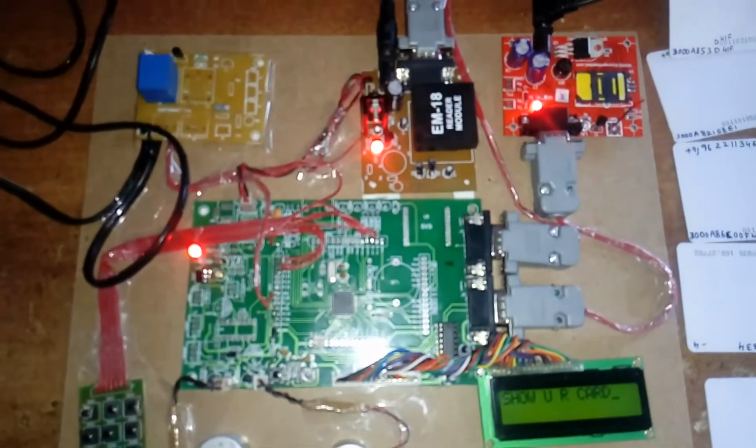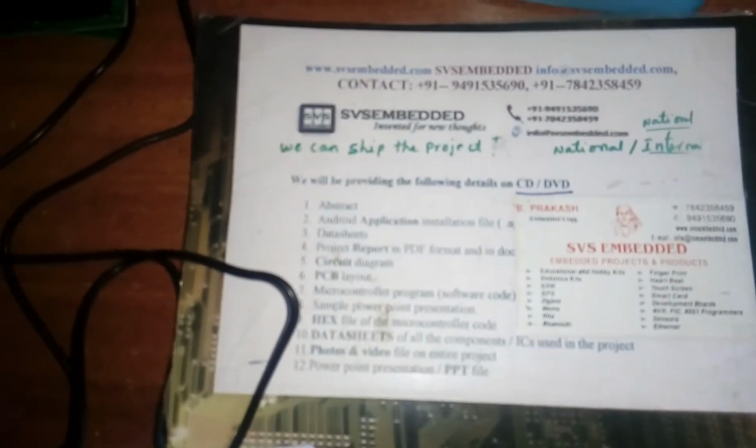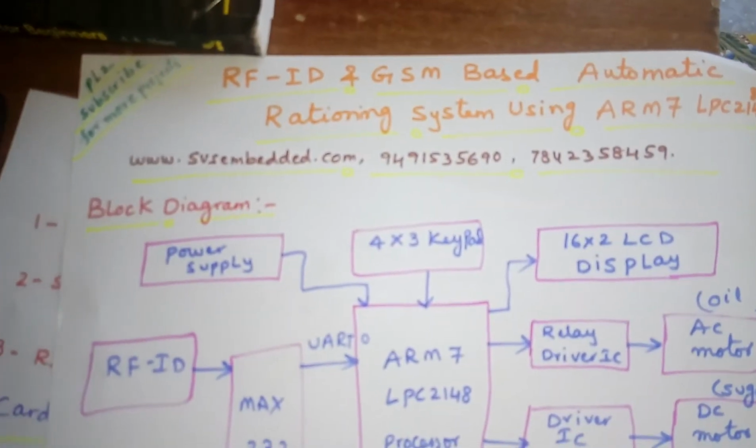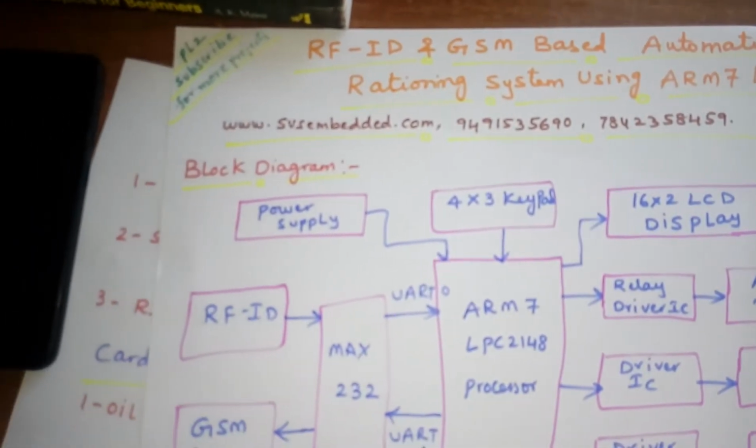The project title is RFID and GSM based Automatic Rationing System Using ARM7 LPC2148.